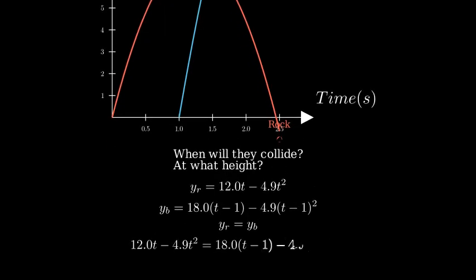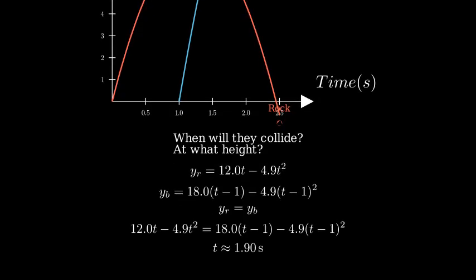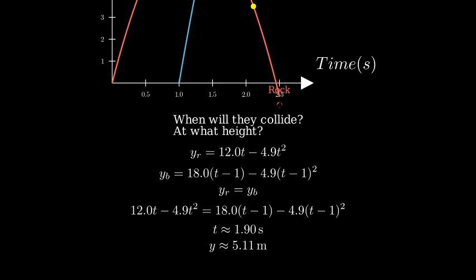Let's expand the ball's equation. Then we can solve for t. At 1.90 seconds, they will collide. Let's substitute this time back into either equation to find the height. Plugging into the rock's equation, we get 5.11 meters.